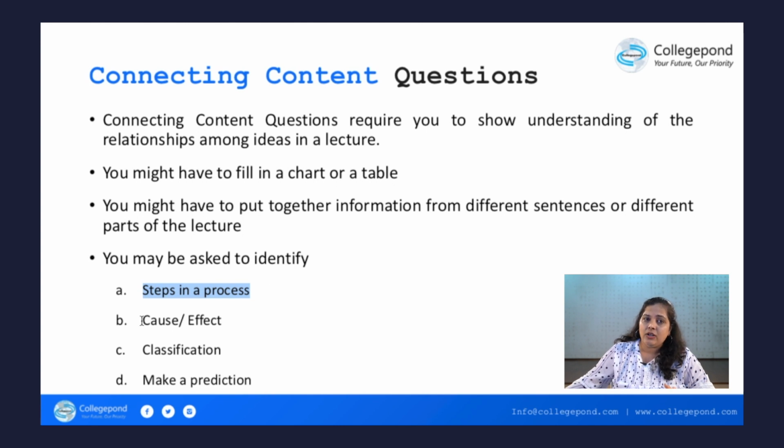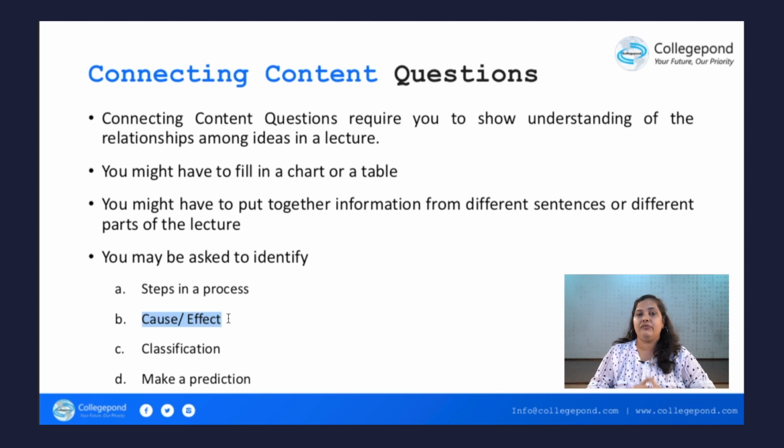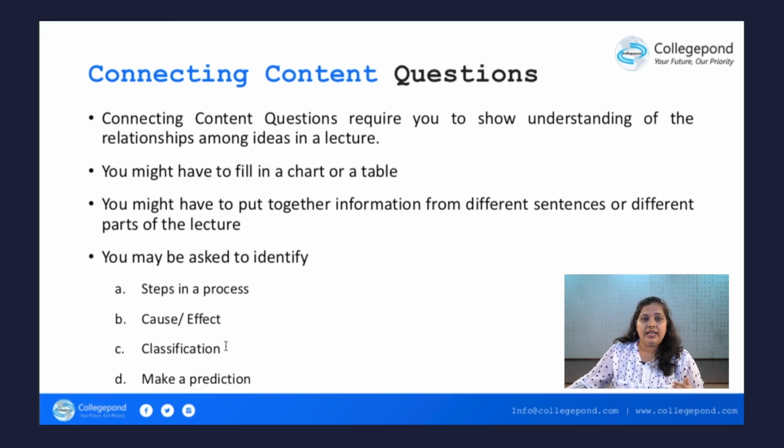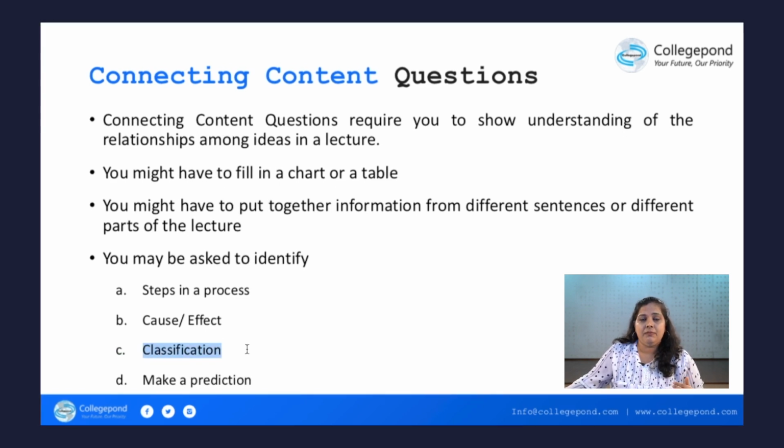There could also be a cause and effect kind of a relationship between ideas. So something happened and because of that something else happened. So these two things are connected. If you're not able to identify those connections, it will be difficult for you to resolve these kind of questions, the connecting content type. Another form that this question could take is the classification type of a question.